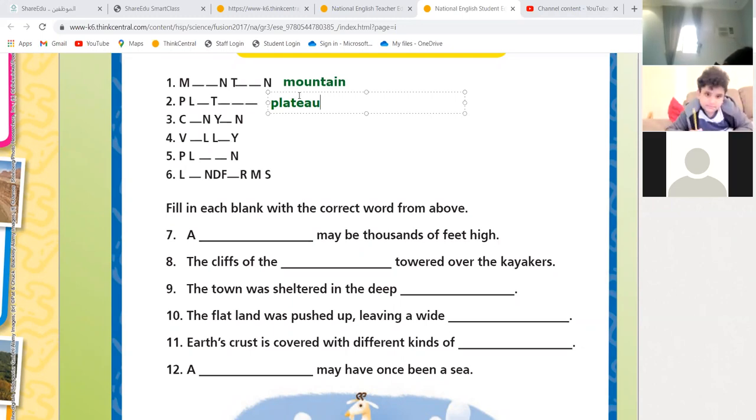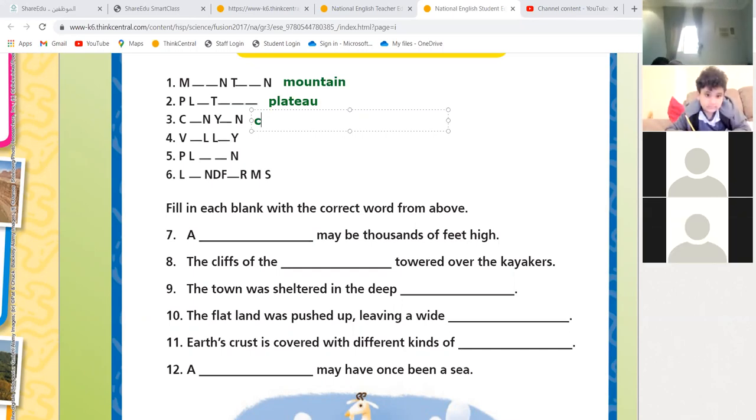Now, Faris Al-Amri. Can you do number three? Faris? Hi, Faris. Can you guess number three? Miss, canyon. Is that Faris? Yes. Thank you. It is the canyon. Very good. Now, Muhammad Yasir, what is number four? What do you think number four is, Muhammad Yasir?